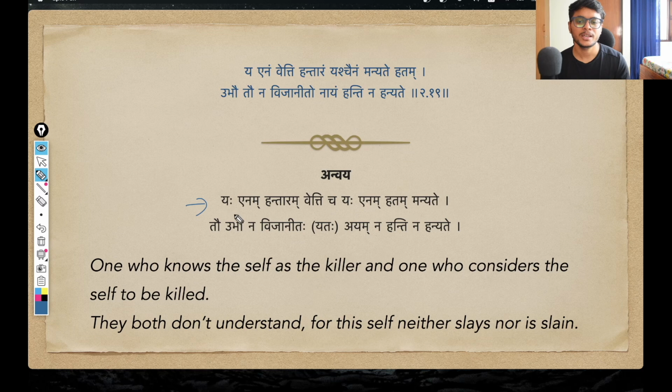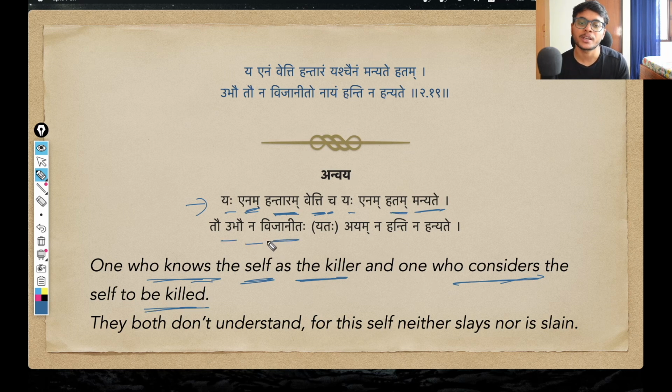So the anvay goes like: yah enam hantaram vetti, one who knows, enam, we are talking about the self, the jivatma. So one who knows the self as what? Hantaram, as the killer, and one who manyate, one who considers the self hatam, to be killed. Tau ubhau na vijanitah, they both do not clearly understand, they both do not clearly realize the fact.